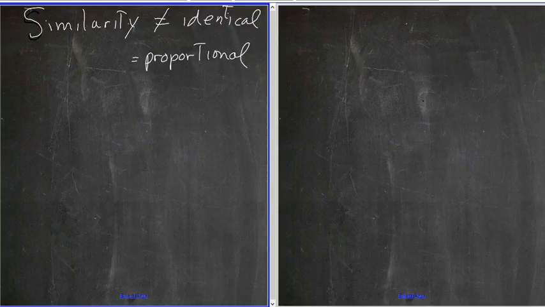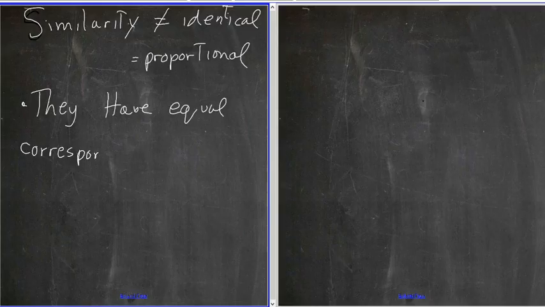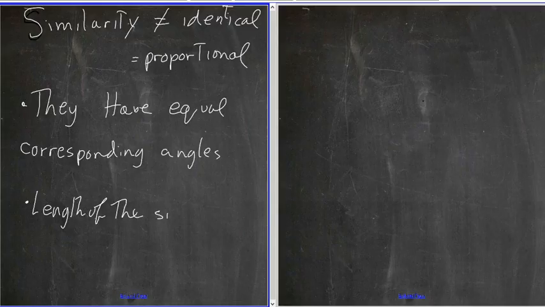When things are similar, they have equal corresponding angles, and the length of the sides are proportional.